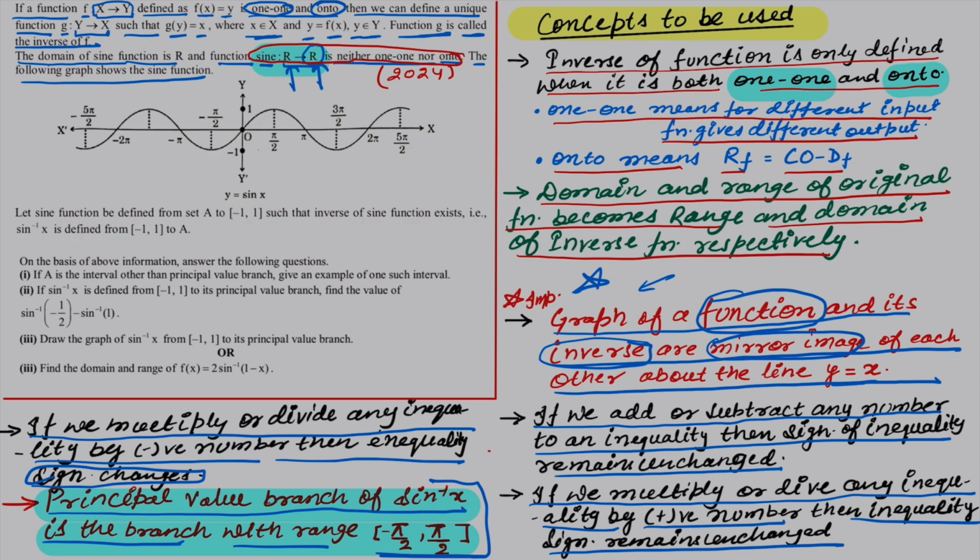One more concept: we can also take the branch pi by 2 to 3 pi by 2. Corresponding to this branch, sine x becomes one-one onto, and we can also define its inverse. Clear? But the branch we take from minus pi by 2 to pi by 2, the sine inverse function we get, we call this branch the principal value branch. Now let's proceed to the questions.